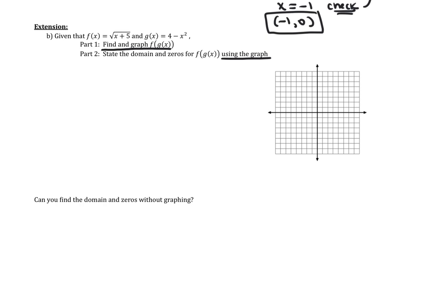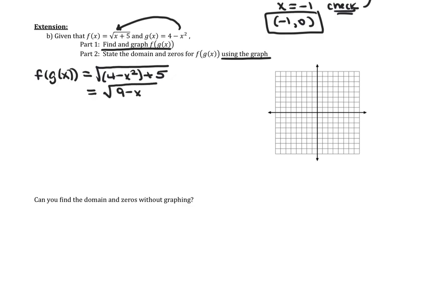So f of g of x means we're going to take the g function and we're going to plug it into the f function. So that would be f of g of x is equal to the square root, again, always plug in using parentheses, although here it won't matter, of the 4 minus x squared plus 5. And since those parentheses don't matter, just simplifying it would give me 9 minus x squared. Now in place of the f of g of x, I'll just put a y to help us to graph that. So remember, any square root function that we're thinking about, we're thinking half conic.